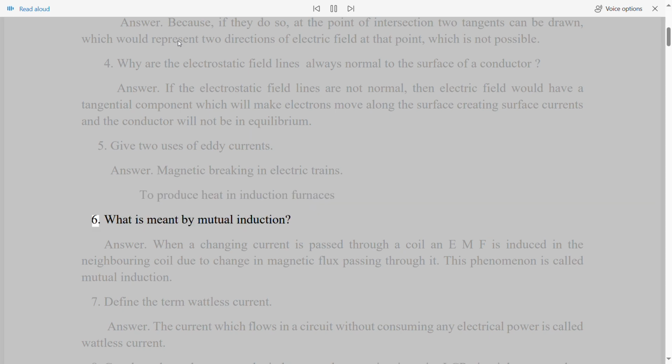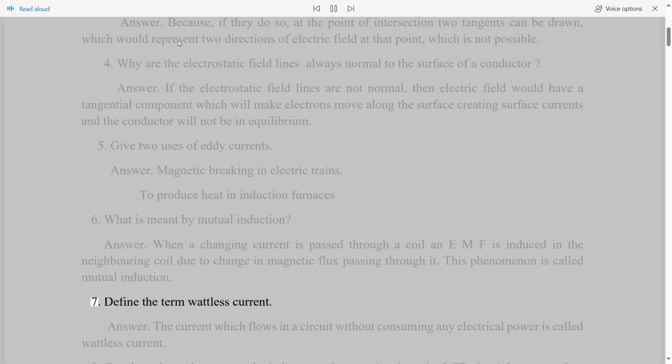7. What is meant by mutual induction? Answer. When a changing current is passed through a coil, an EMF is induced in the neighboring coil due to change in magnetic flux passing through it. This phenomenon is called mutual induction.